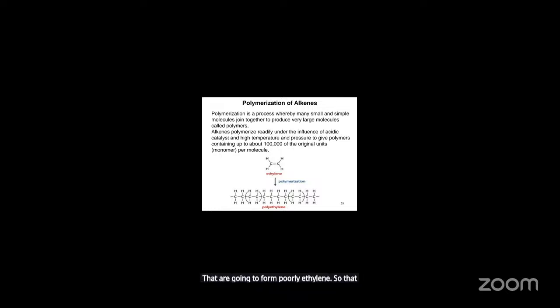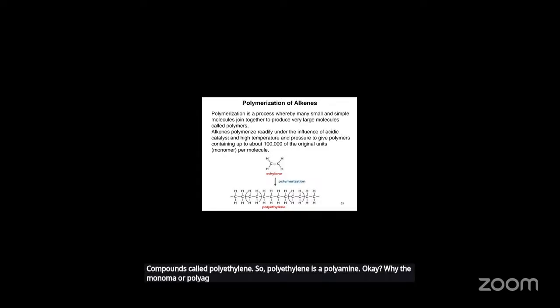So that's what we call polythene bag. So these are monomers of ethylene that join together to form a complex compound called polyethylene. So polyethylene is a polymer, while the monomer of polyethylene is ethylene. I hope that is well understood.